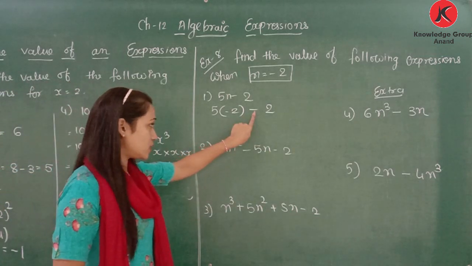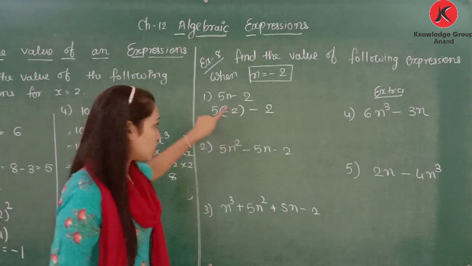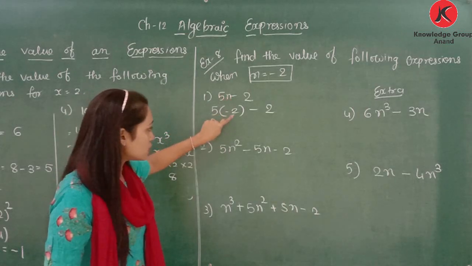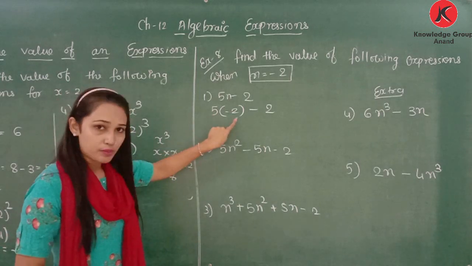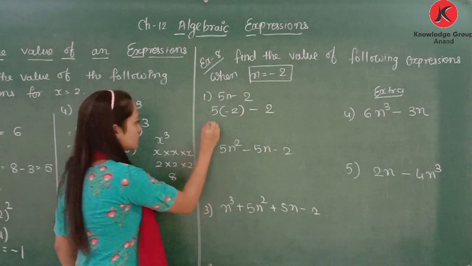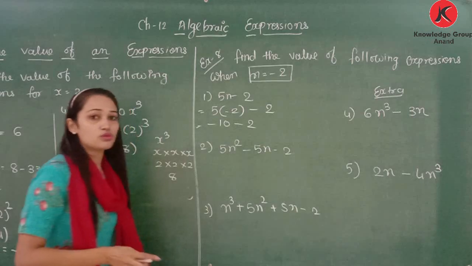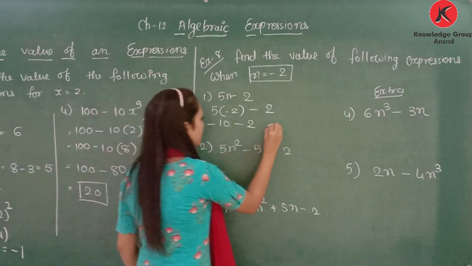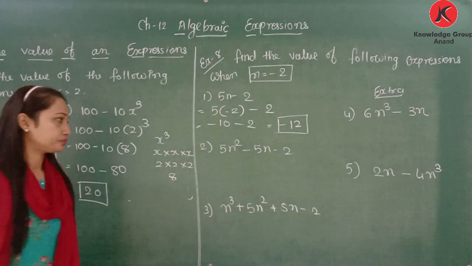So here we have a subtraction, and between 5 and minus 2 there is a multiplication. Why? Because 5n means 5 is multiplied with n. So minus 2 is also multiplied with 5. So first perform multiplication and then subtraction. So 5 multiply minus 2, that is minus 10, minus 2. Now both are negative, so addition of numbers, 10 plus 2, that is 12, and sign of bigger number, that is minus 12. Now this is the concept of integers.